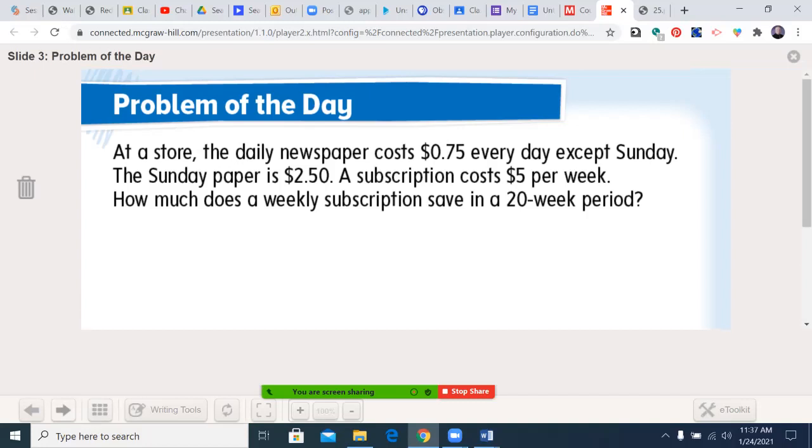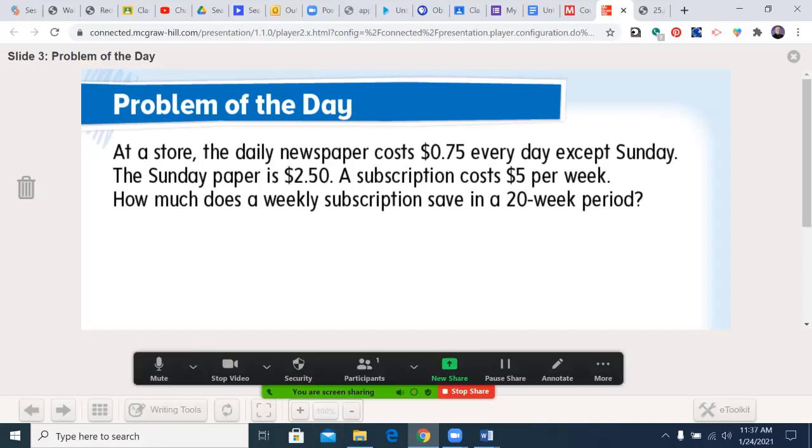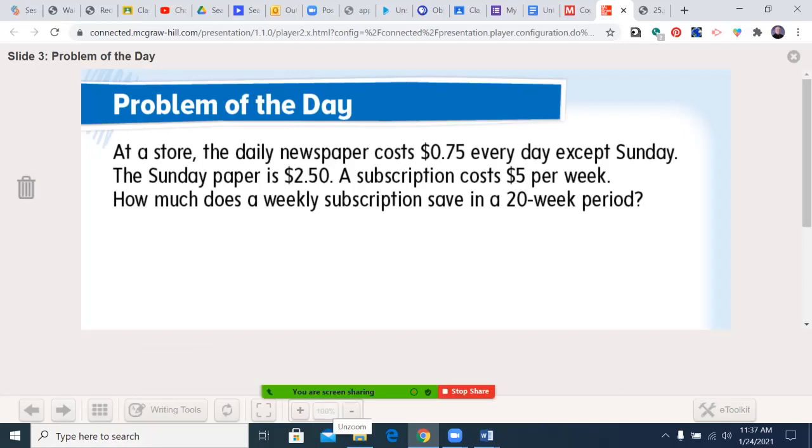Our problem of the day: at a store, the daily newspaper costs 75 cents each day except Sunday. The Sunday paper is $2.50. A subscription costs $5 per week. How much does a weekly subscription save in a 20-week period? We know that a 20-week period would be $100. But how much is it going to be daily?